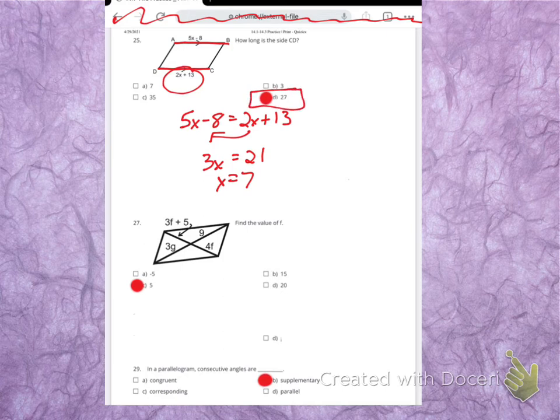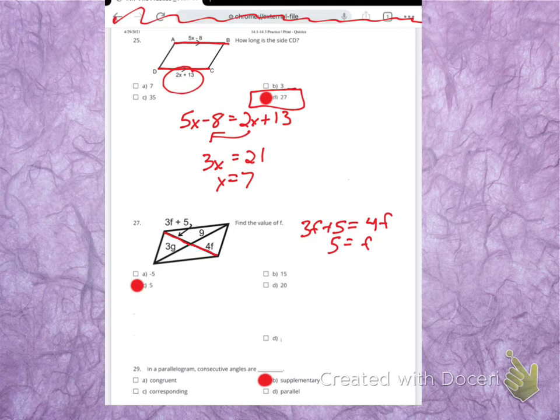All right, 27. Find the value of f. So this is going to be equal to this, and this is going to be equal to this. So let's start with the first one. 3f plus 5 is going to be equal to 4f. So if I bring that over, that means f is going to equal 5. That's all you got to do.